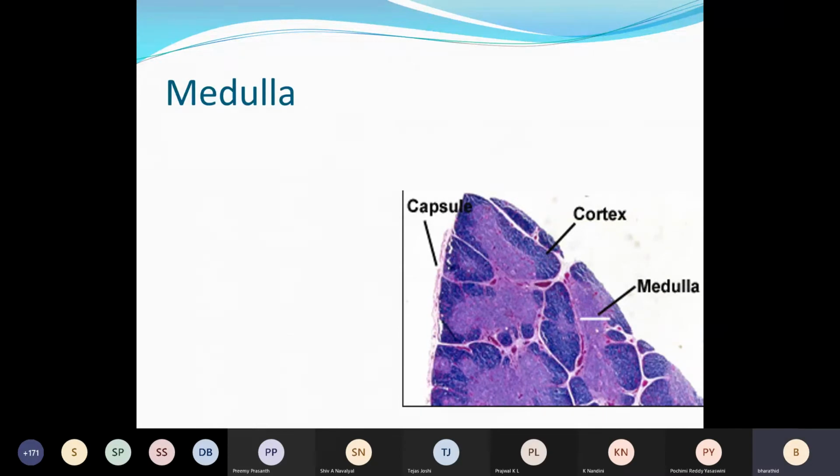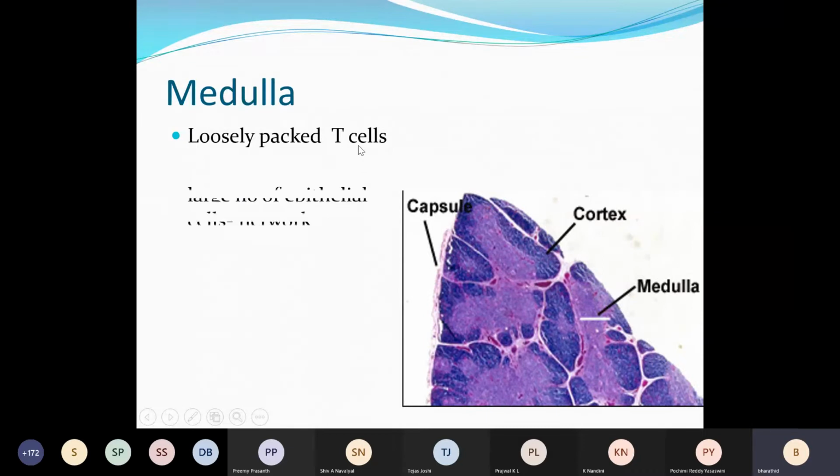Okay, next is medulla. Medulla has loosely packed T cells and a large number of epithelial cells which form a network. So it forms a mesh kind of support, just like a spider web. It is a supportive framework for the cells to lie in this location.